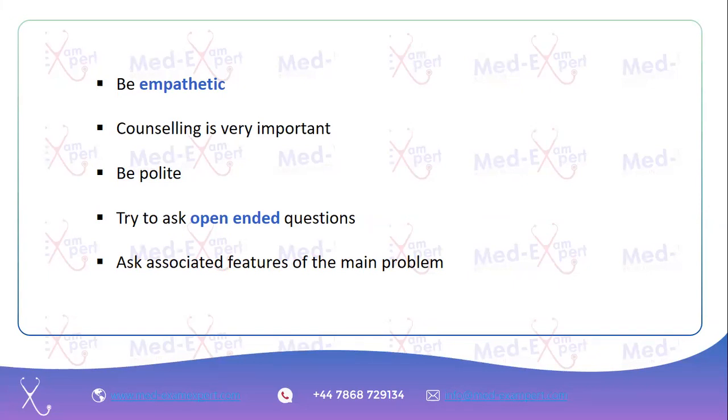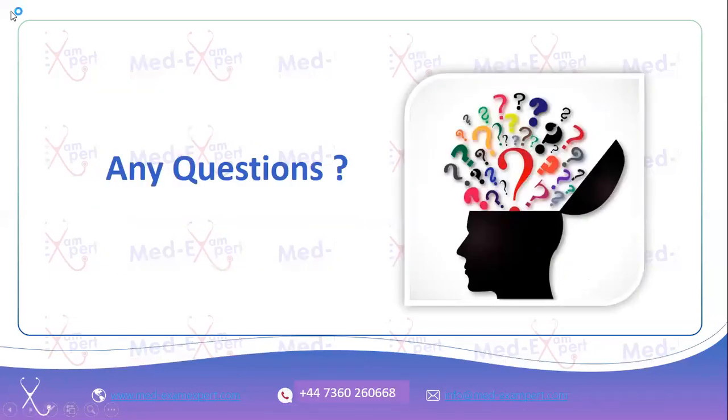For example, if the main feature is abdominal pain, ask about its radiation, its aggravating factors, relieving factors, and association with painkillers. Is it responding to the painkillers? Is it associated with fever, etc.? So that was all about the 4 subtests.